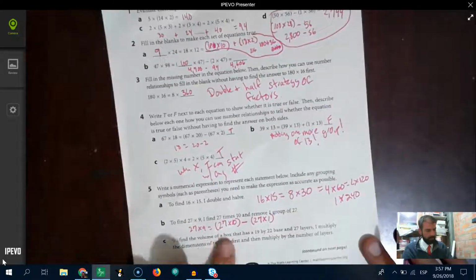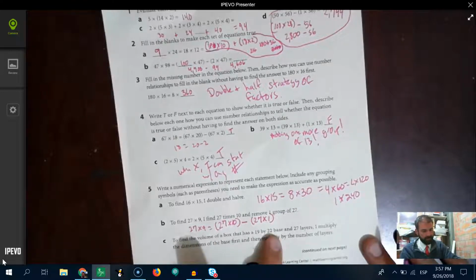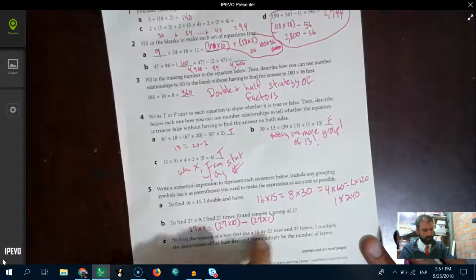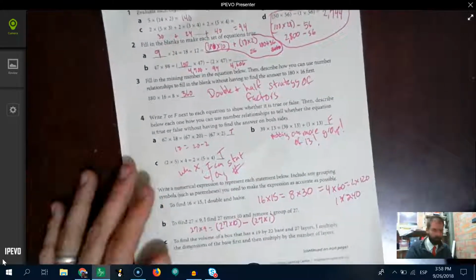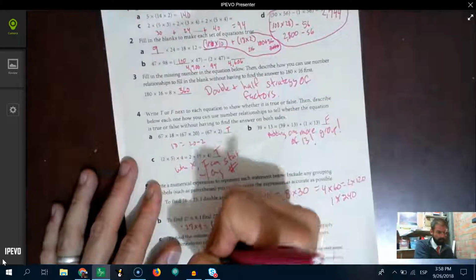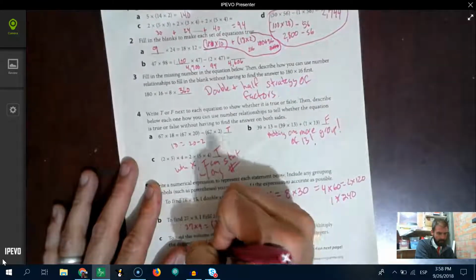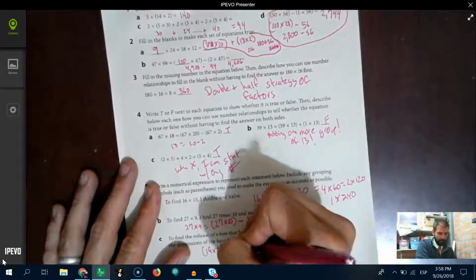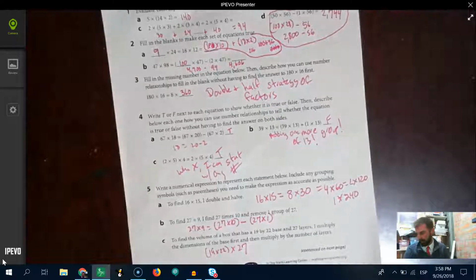And then to find the volume of a box that has a 19 by 22 base and 27 layers, I multiply the dimensions of the base first, and then multiply by the number of layers. To show first, we use parentheses. So it's 19 by 22, I'm going to do that first, times 27. There you go. That's the expression.